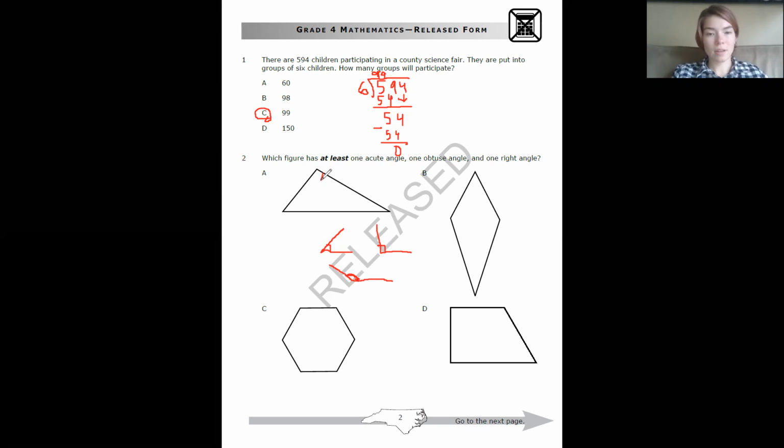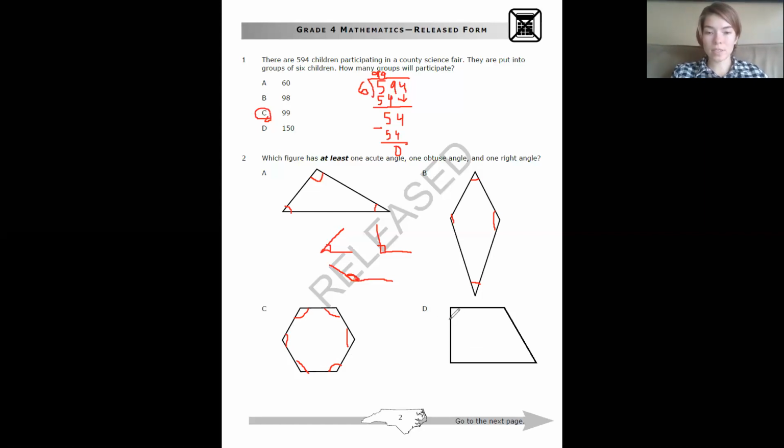If we look at A, this angle here looks like it could be a right angle. This angle is acute. This angle is also acute. So that's not going to work out. If we look at figure B, this looks like an acute angle. This one's obtuse. This is acute. That's obtuse. It's not going to work out because we don't have a right angle. Figure C, all of these angles are the same, which means they definitely can't be an acute, a right, and an obtuse angle in here because all these angles are going to be the same type.